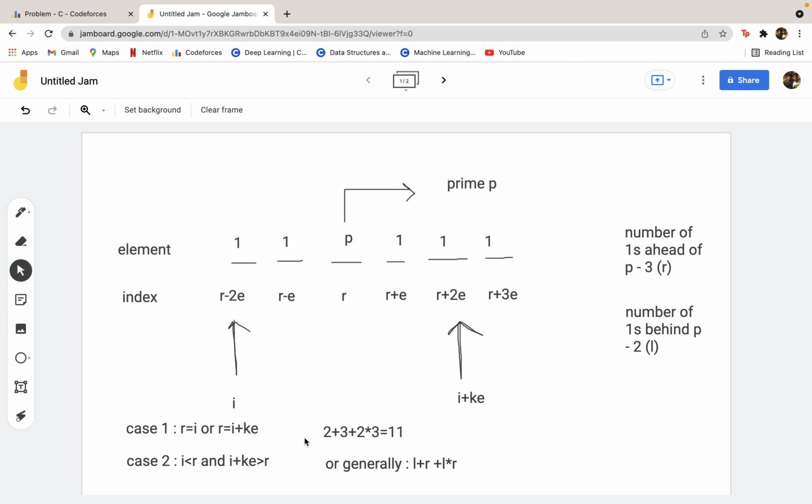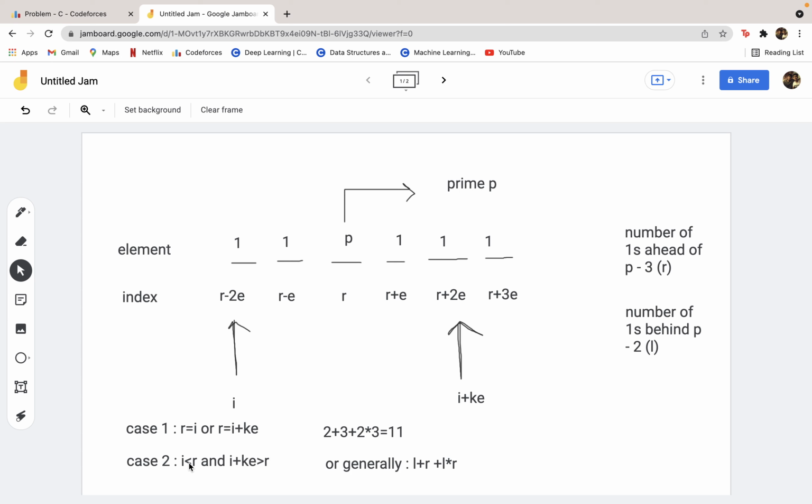The first case is when r is equal to i or r is equal to i plus ke. Basically when r is equal to one of the bounds. So let's say r is equal to i, then the pairs would be of the form r, r plus e; r, r plus 2e; r, r plus 3e. Basically the number of ones ahead of p. And if we take r equal to i plus ke, then the pairs would be of the form r minus 2e, r; r minus e, r. Basically the number of ones behind p. So the total answer for case 1 would be equal to the number of ones on either side of p, which in our case would be 2 plus 3, that is 5.